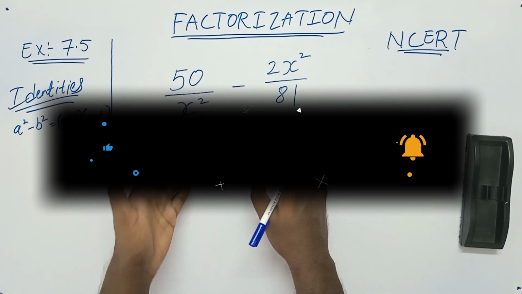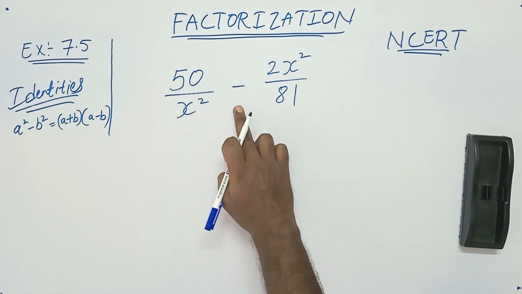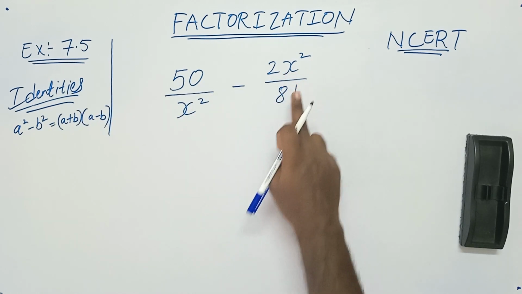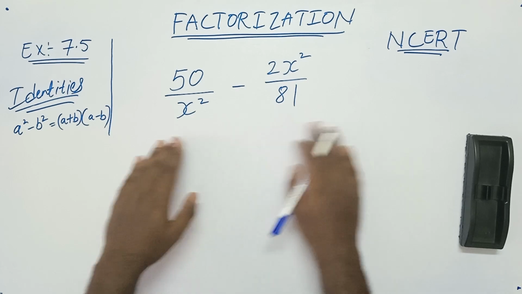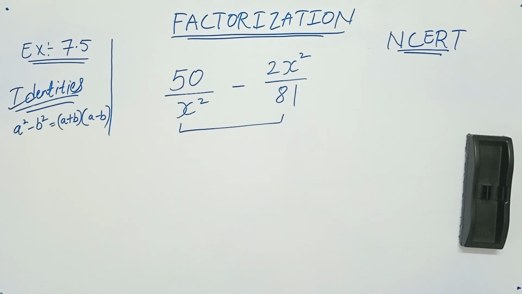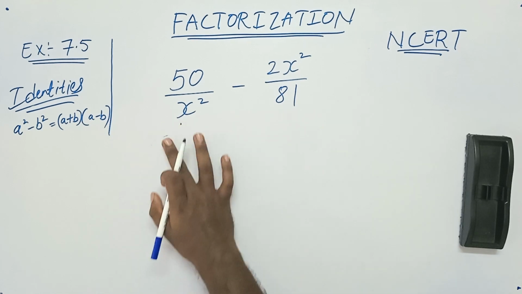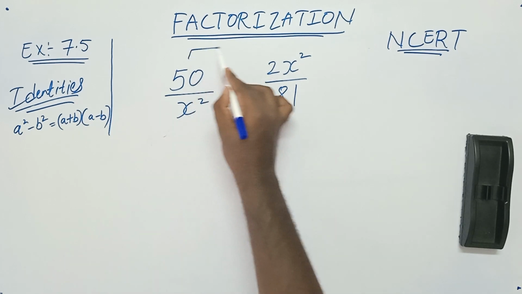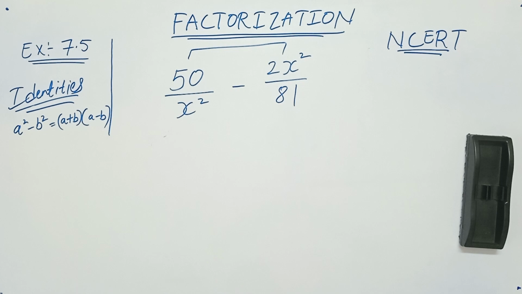So our next problem is 50 upon x square minus 2x square upon 81. So here what we are going to do is we have to find the factors of this given expression. So how can we find the factors of this given expression?